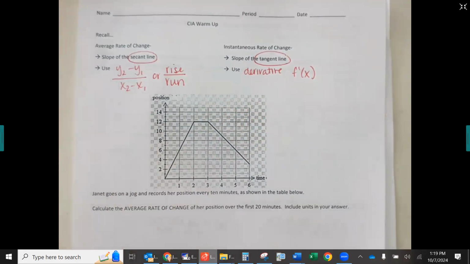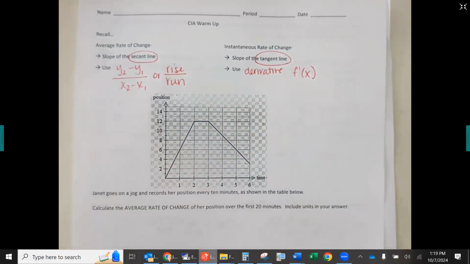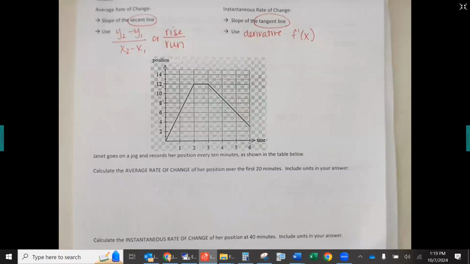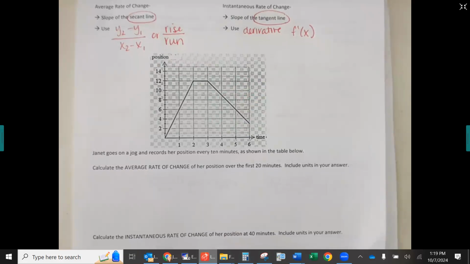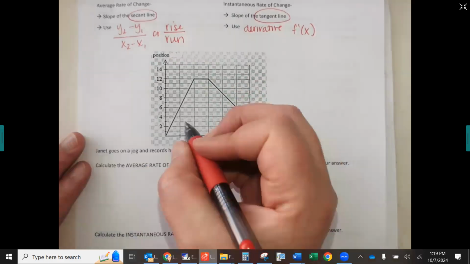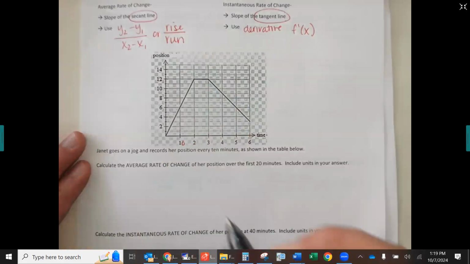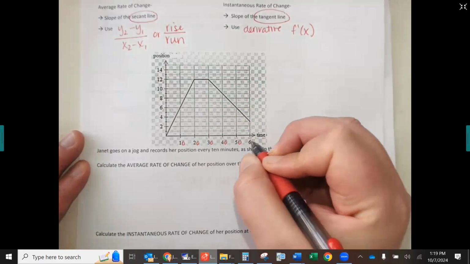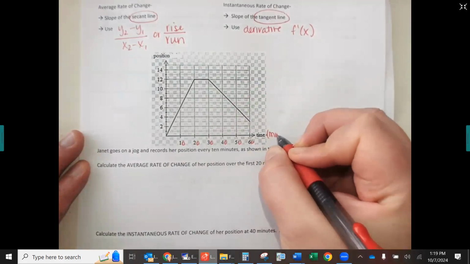Okay, so now let's take a look at a very similar question to what is on your exam. So it says, Janet goes on a jog. She records her position every 10 minutes as shown in the table above. Now, I pulled this question off Google, and it doesn't count by 10, so we just change it. This is now 10 minutes, 20 minutes, 30 minutes, 40 minutes, 50 minutes, 60 minutes.